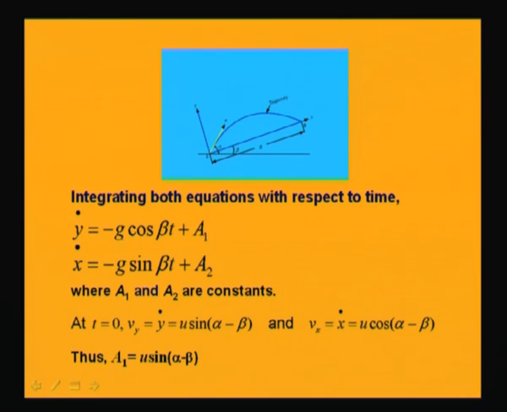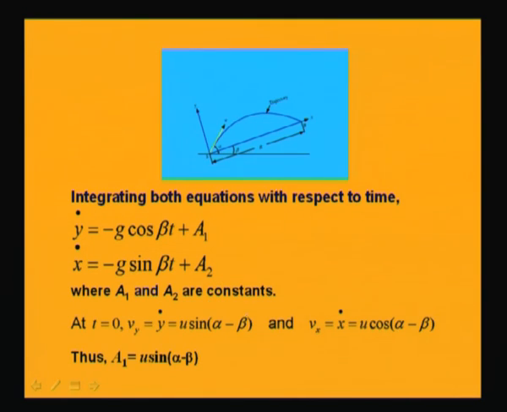Now, if we integrate both these equations with respect to time, we get y dot, which is basically the velocity component perpendicular to the plane, equal to minus g cos beta into t plus a1, where capital A1 is a constant. Similarly, x dot is equal to minus g sin beta t plus a2, where a2 is another constant.